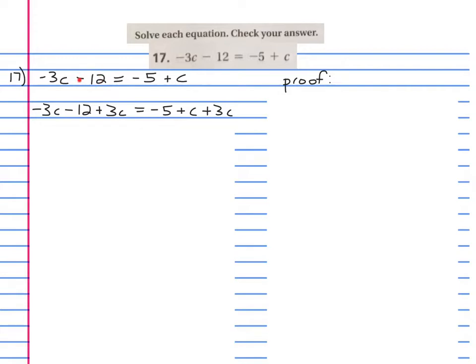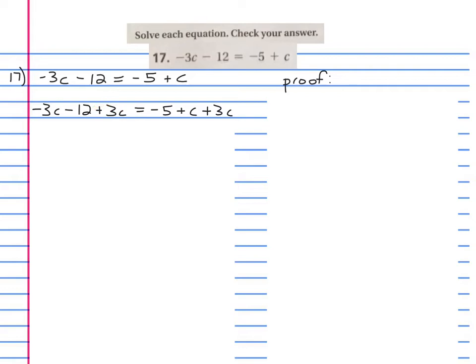The idea here, though, is if you're going to undo this with a plus 12 to both sides to get rid of it there, then now on this side you would just have that negative 3c, and you want to get the c's over here. So once you make a move, then it's logical what's going to happen after that. So what I've done, I've chosen to undo this negative 3c with a positive 3c. Okay, positive 3c on both sides.